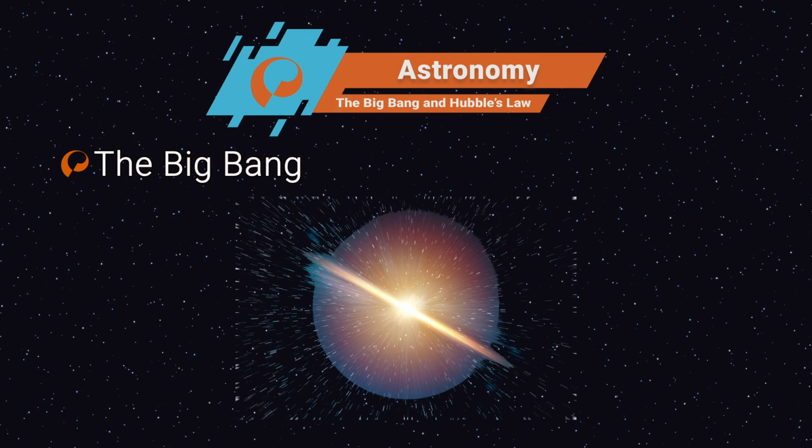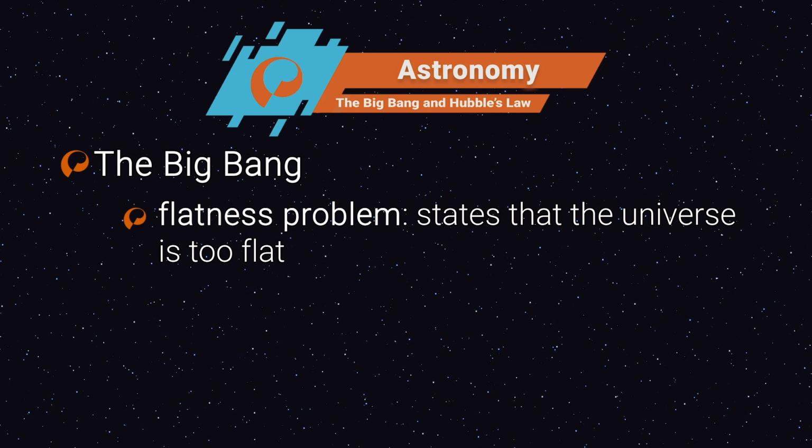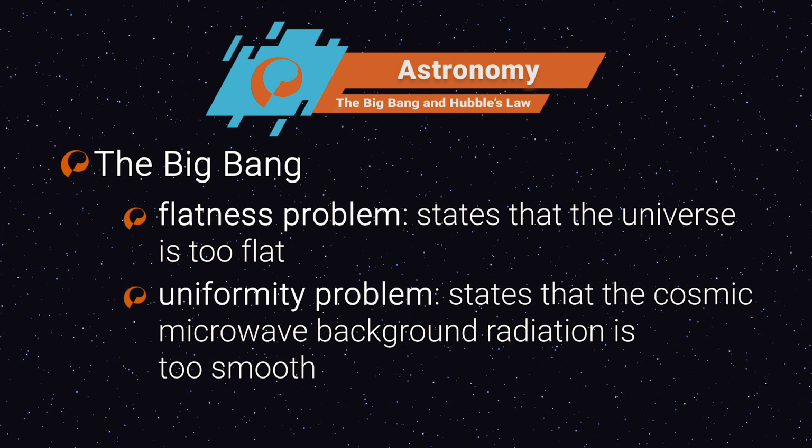For a brief time after the Big Bang, 10 to the negative 35th power to 10 to the negative 33rd power seconds, the new universe expanded much faster than the speed of light, and, for reasons not yet totally understood, increased more than 10^30 times in size, a process called inflation. This explains two problems: the flatness problem, which states that the universe is too flat; the uniformity problem, which states that the cosmic microwave background radiation is too smooth.